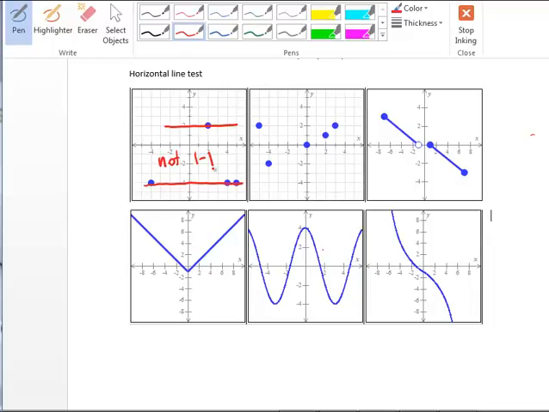Okay, let's go to the next graph and see if that one works. So next one over, a horizontal line through here would only hit that one blue dot. That one only hits one, that one only hits one. But that horizontal line through 2 hits 2 different blue dots. So 2 different dots means this one is also not one-to-one.